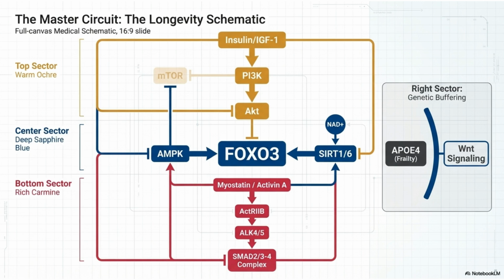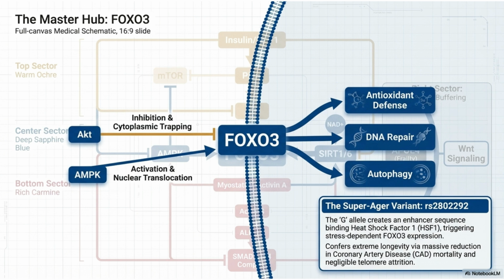The top sector, in warm ochre, involves the growth pathways like insulin/IGF-1 and mTOR. The center, deep sapphire blue, highlights maintenance with AMPK and FOXO3. The bottom, rich carmine, indicates catabolic pathways like myostatin/activin A.